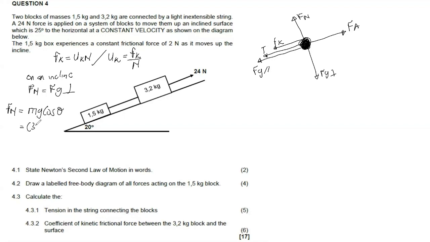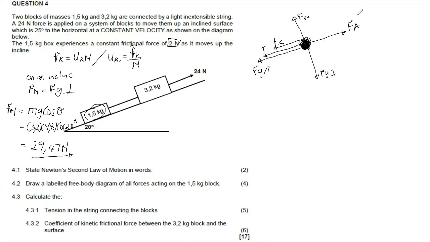Then our mass is 3.2, and then we have 9.8, then cos 20 degrees, right? Now, punching this into your calculator, we get 29.47 newtons. So this is our normal force. But what is it that we need in order to calculate the coefficient of kinetic frictional force? We also need the frictional force itself. And then remember, we cannot assume that our frictional force is 2 newtons. Remember, this 2 newtons is only applicable for the 1.5 kg. But then the 3.2 kg also has its own kinetic frictional force, which we would need to calculate using our Newton's second law.